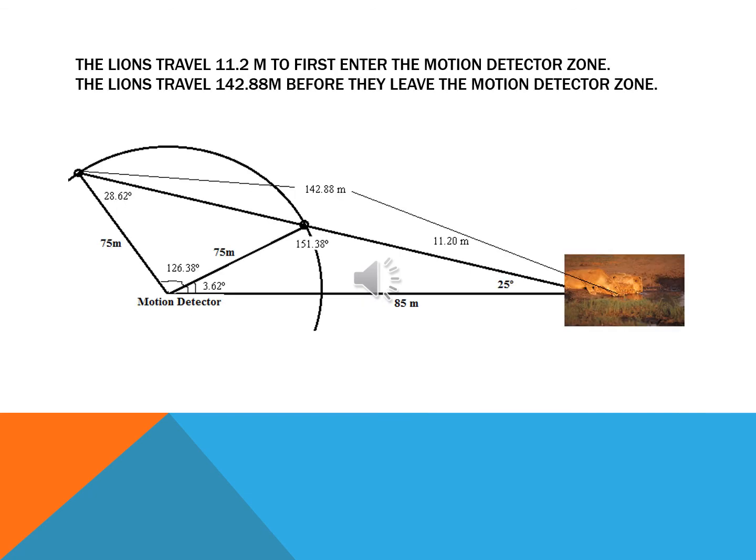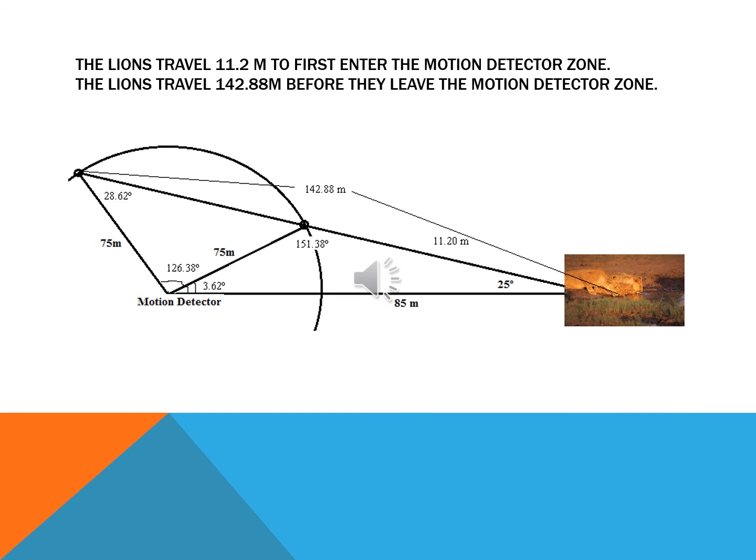Okay, after our work, we now have the whole situation of what happened with the lions. They left the watering hole at an angle of 25 degrees. They were 85 meters from the motion detector at that point. When they hit the motion detector range, they had gone 11.2 meters, and then they kept going, and when they eventually left, they had gone a total of 142.88 meters.